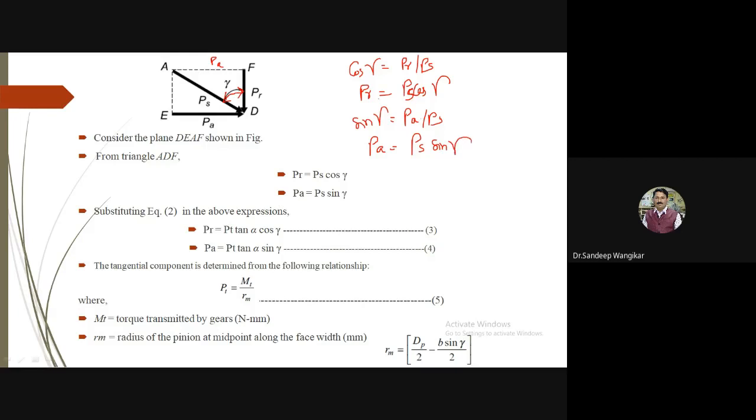But we don't want PR and PA in terms of PS. We are not having any formula to calculate PS. Ultimately, this should be converted into the form of PT. But we have PS is equal to PT tan alpha.